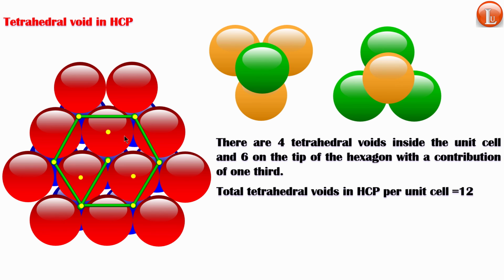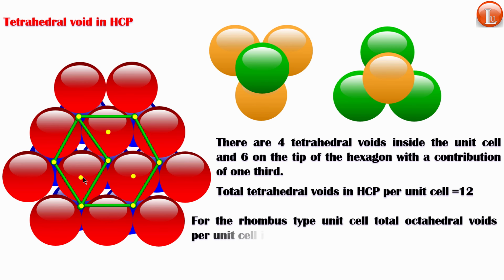Let's see that also. This is the rhombus one. There is already one inside. Now this angle is 60, so 6 unit cells will share this. 1 by 6 into 2, 1 by 3. This is 120, 3 unit cells will share this. So 1 by 3 into 2, 2 by 3. So this is 2 by 3, this is 1 by 3, effectively it's 1. 1 plus 1, 2, and put another A layer on top, 2 more, that makes it 4, 1/3 of 12. So for the rhombus type unit cell, the total tetrahedral voids per unit cell is 4.